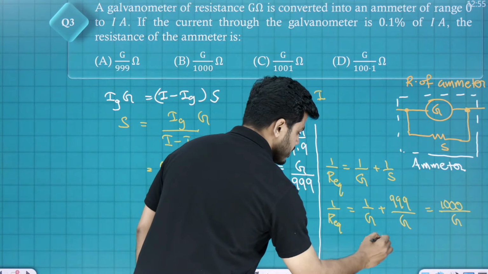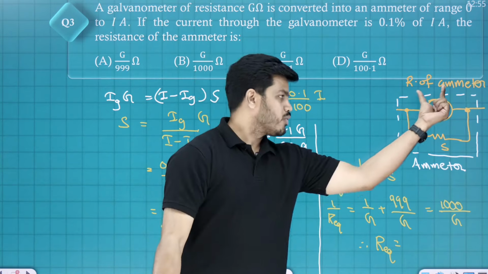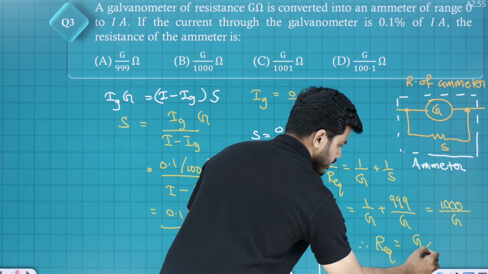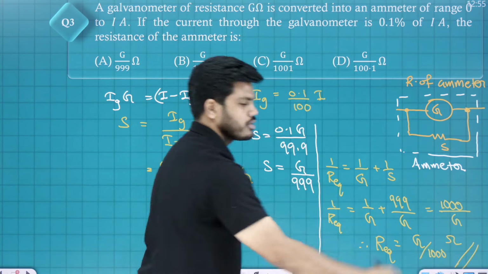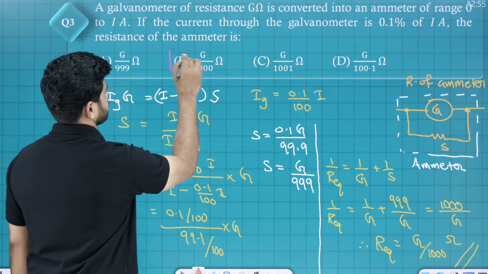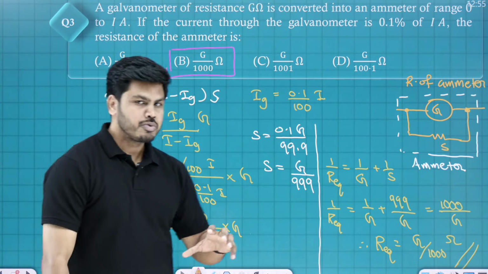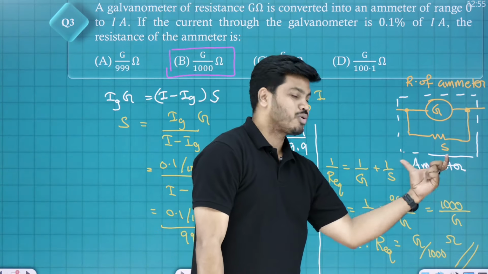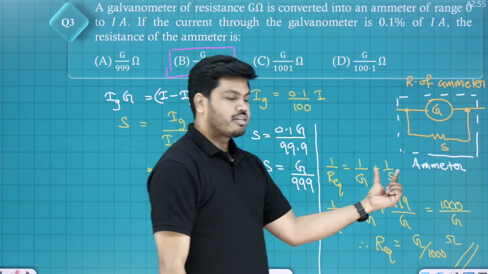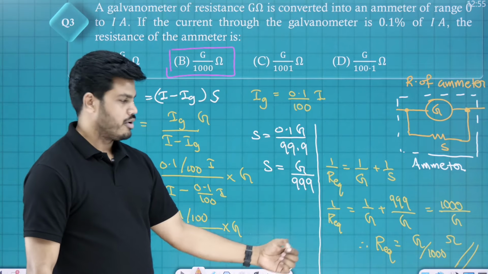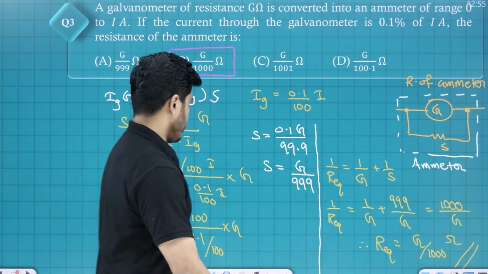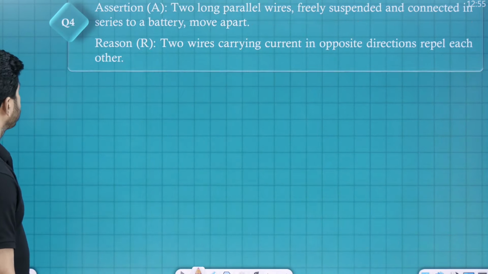Therefore, what is the equivalent resistance of the combination? I mean, equivalent resistance of the ammeter now, right? The whole device is equal to G divided by 1000. This much ohm, that is the resistance. So we can say the option B is the correct answer. Understanding the question is very, very important, okay? So you're asked to find out what is the total resistance of the ammeter. You're not asked to find out what is the shunt resistance to be connected. No, you're asked to find out what is the total resistance of the ammeter. Okay, that is G by 1000. Okay, let's move on to the next question.